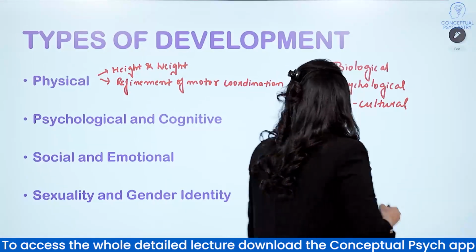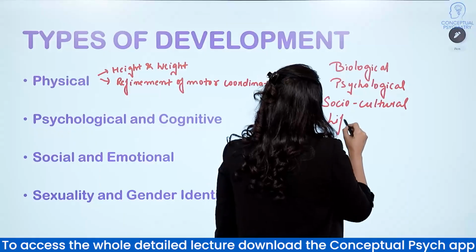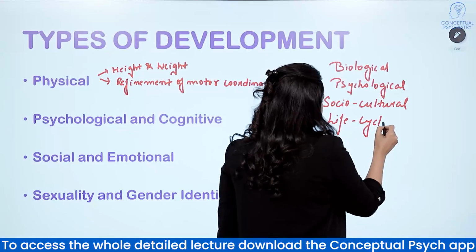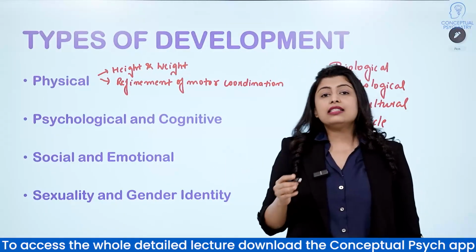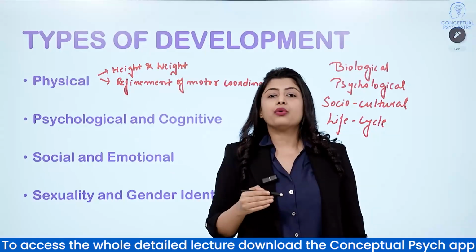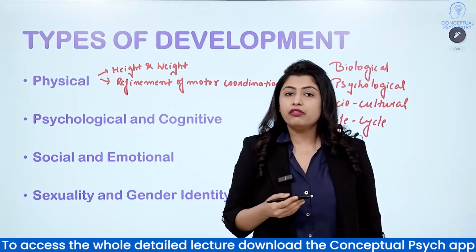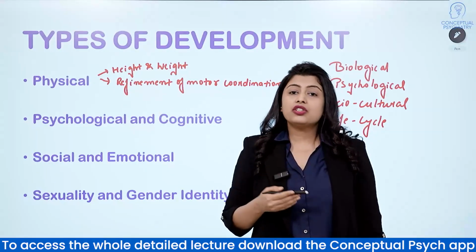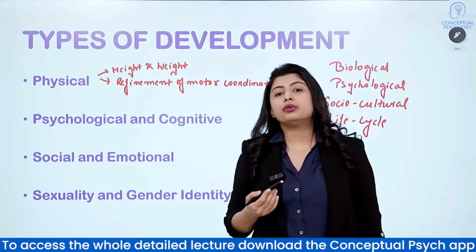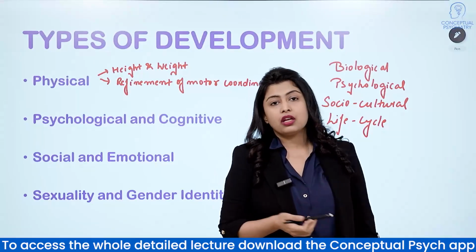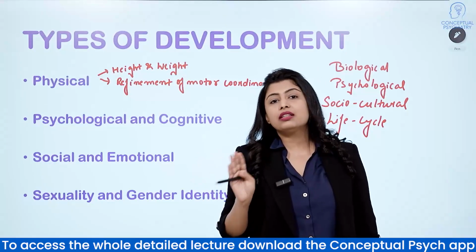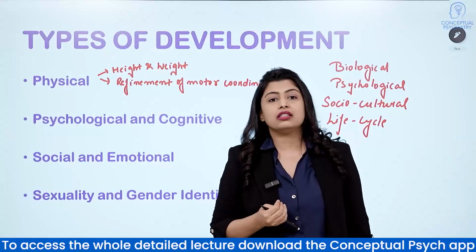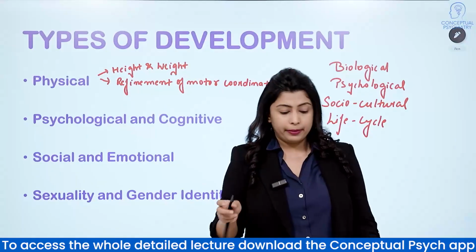The last is the life cycle forces. This reflects the differences in how some events affect people of different ages. So each individual is a product of a unique combination of these forces. No two individuals, even in the same family, experience these forces in the same way.